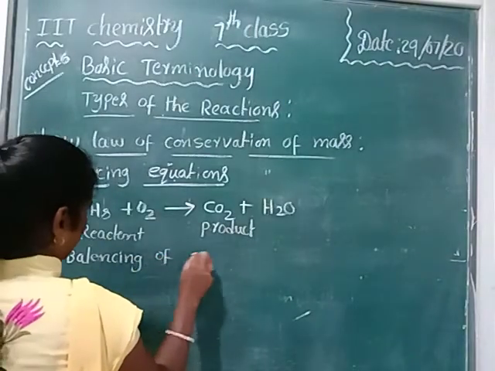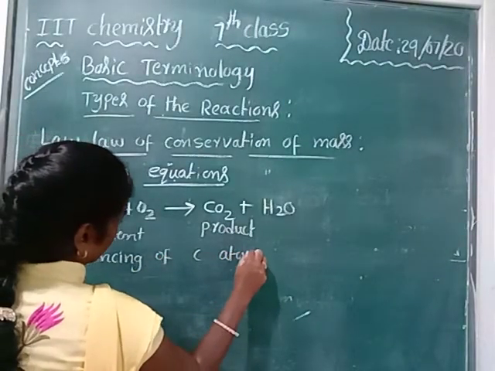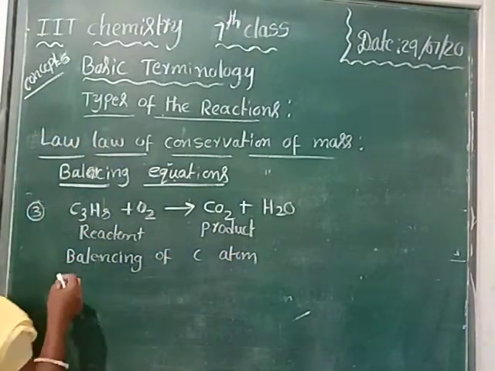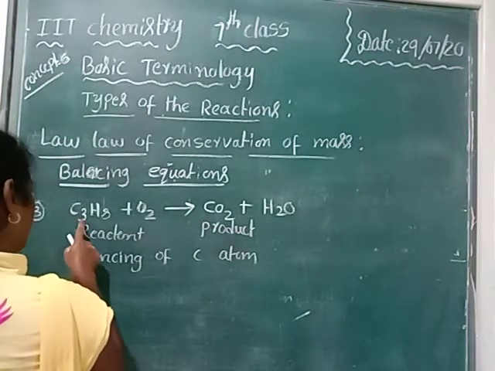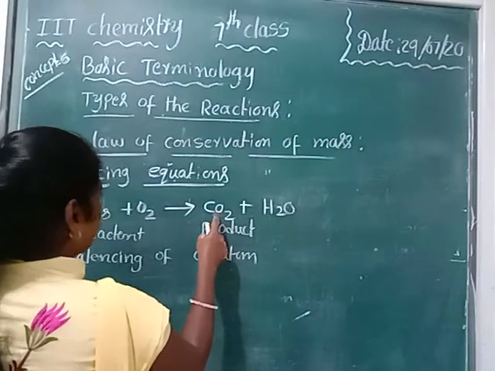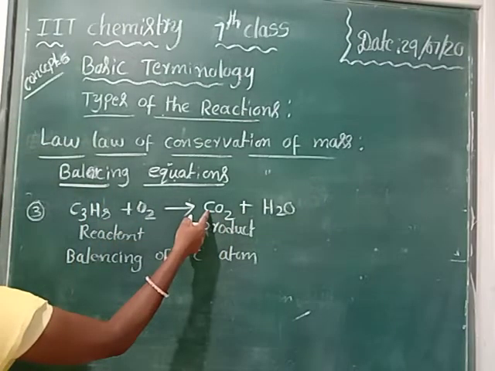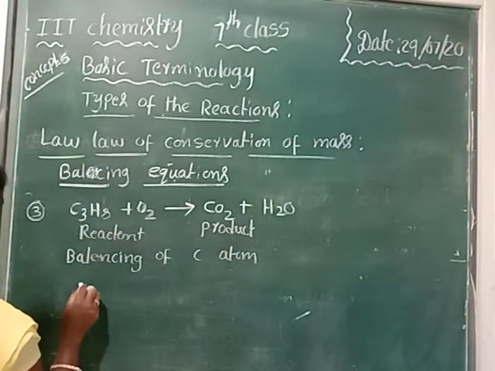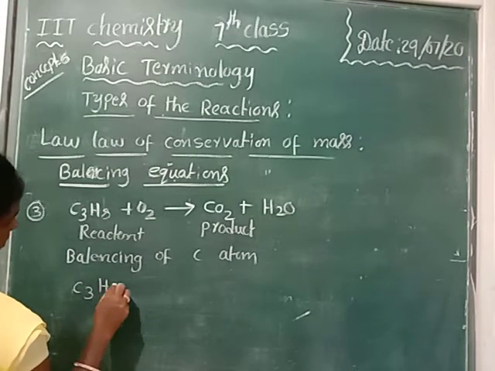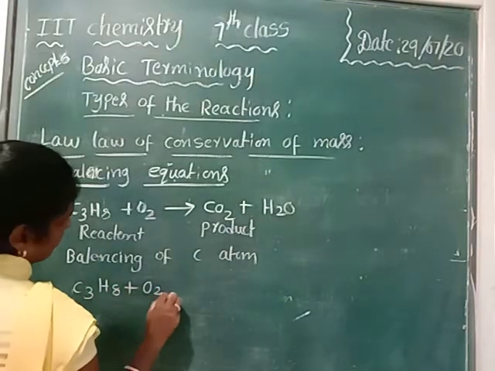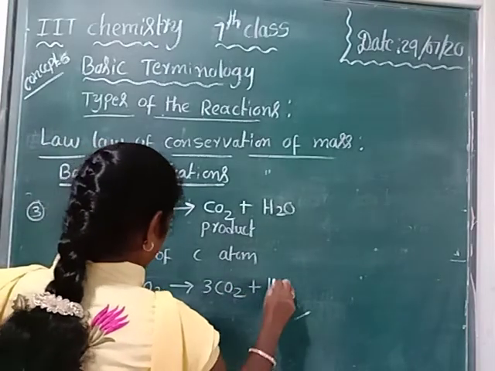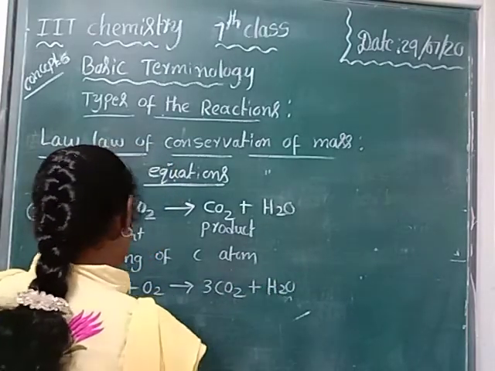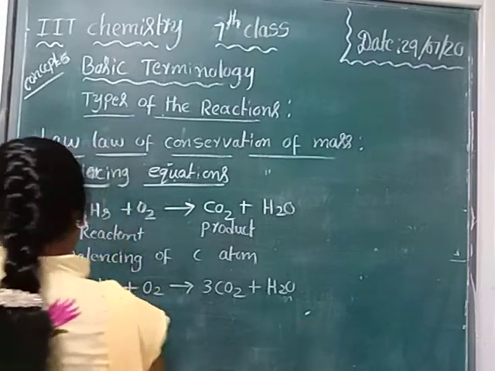Balancing of carbon atom. First you balance the carbon atom. Here how many carbons are there, children? Three carbons. On the right side, one carbon. So here keep 3 to balance carbon. C3H8 plus O2 gives 3CO2 plus H2O. Carbon atoms balanced. After that you balance the hydrogen atom.